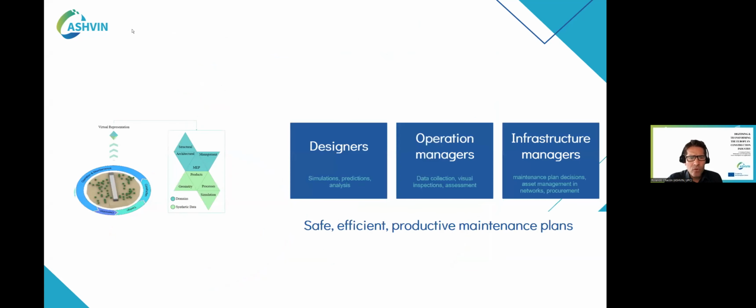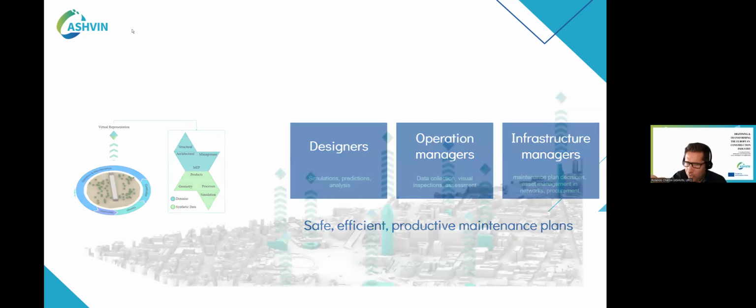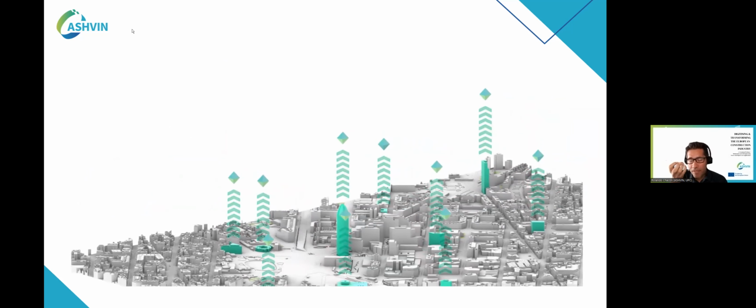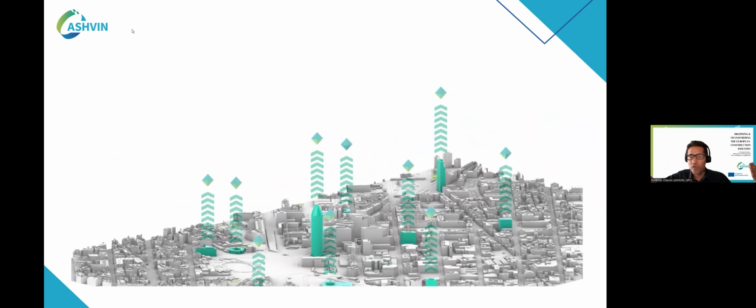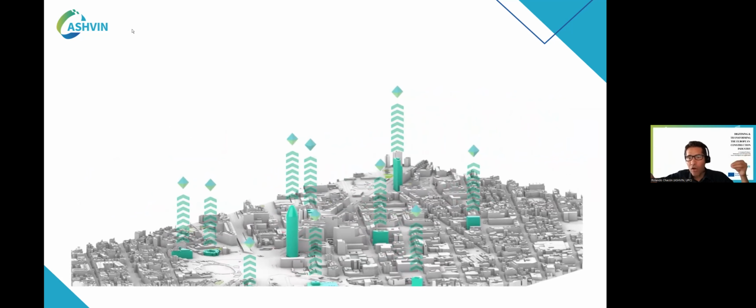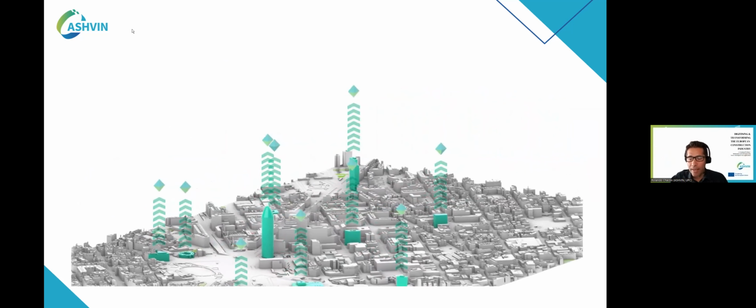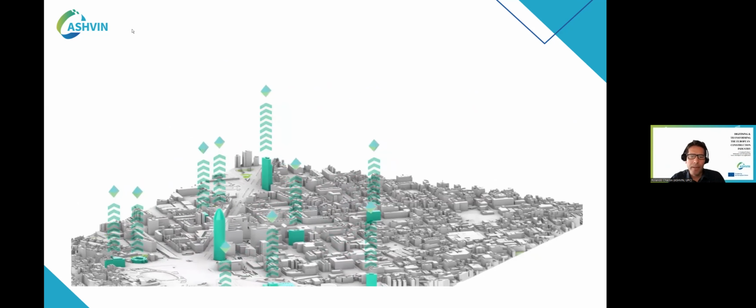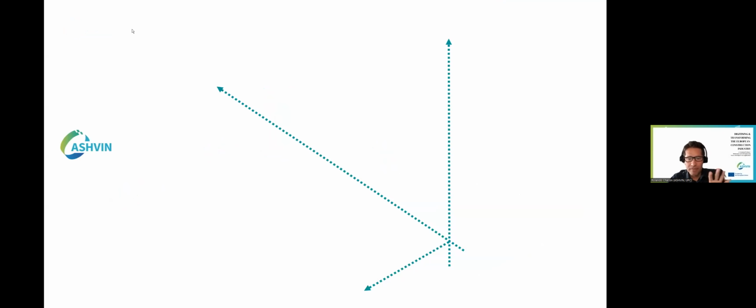And so how can we make this virtual representation useful for designers, operation managers, infrastructure managers alike to plan maintenance safely, efficiently, productively, and economically sound? Because that's a big goal. And for that goal, one single virtual representation may even be aggregated in networks, or even cities in which they belong, and they can communicate between virtual representations. So that's a very, very big goal for the digital twin vision. But that challenge is quite big.